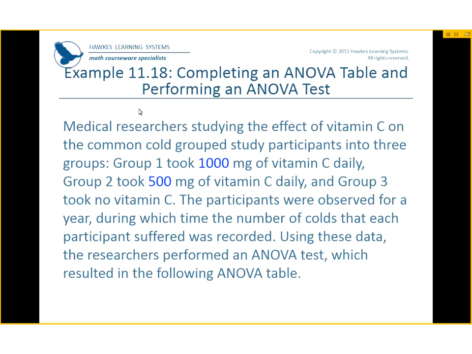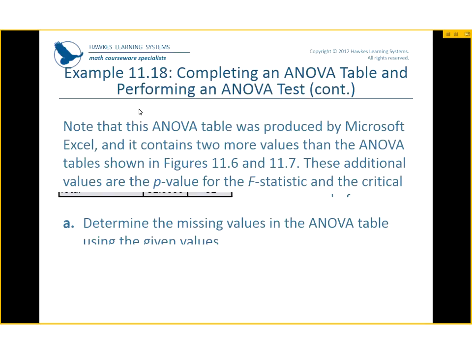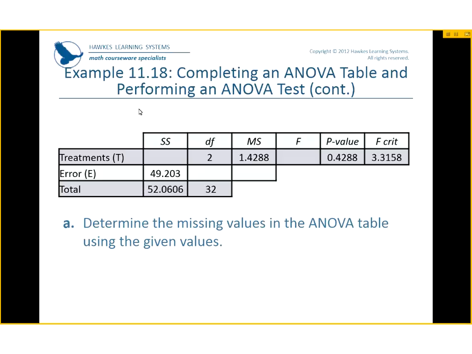Alright, so let's do an example. Medical researchers studying the effect of vitamin C on the common cold grouped study participants into three groups. Group 1 took 1,000 milligrams, Group 2 took 500 milligrams, and Group 3 took no milligrams. Hint: when you're looking at Group 3, 0 is still a valid mean because they didn't take anything. The participants were observed for the year, during which the number of colds each participant suffered was recorded. Using the data, the researchers performed an ANOVA test, which resulted in the following ANOVA table.